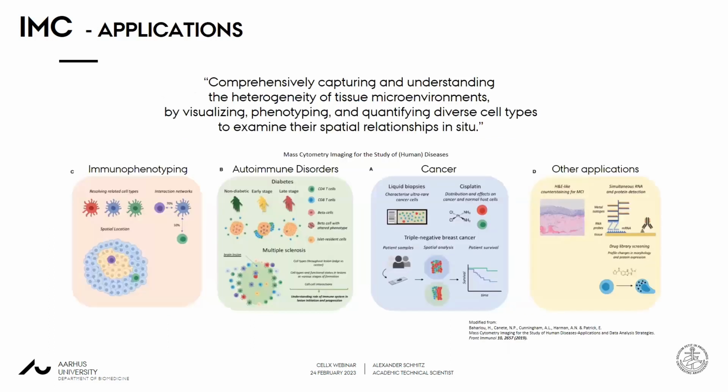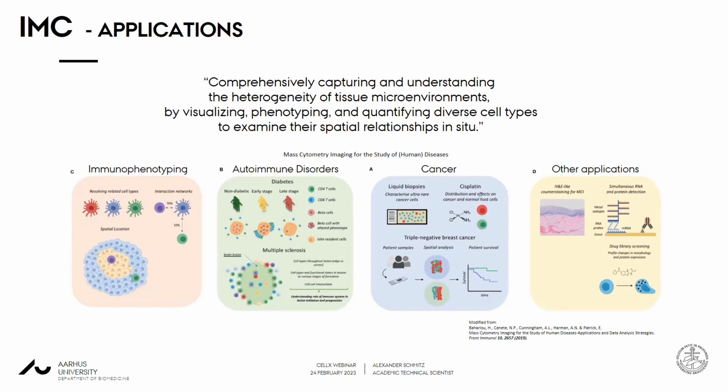So that leads to the possibility of using it for a number of applications. And this slide, of course, is a talk in itself. So I will not be able to go into details with all the applications that you can do, but in principle, you're looking mostly in tissue microenvironments by phenotyping and quantifying diverse cell types and looking at the spatial relationship in terms of immunophenotyping that can be in autoimmune disorders, in cancer, or other applications.